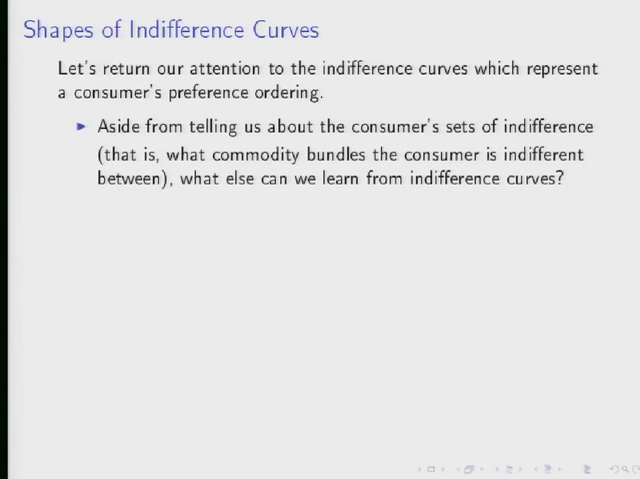Now, how is that different from if he was at a point up here, for example? Let's call this bundle B. What's the rate at which you'd be willing to trade x1 and x2 if you were located at B instead of A?